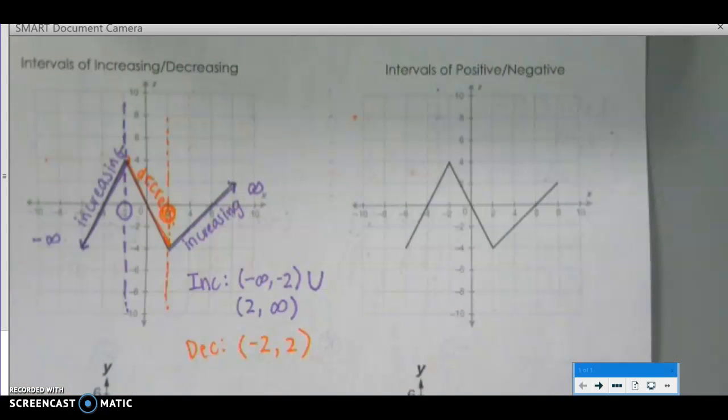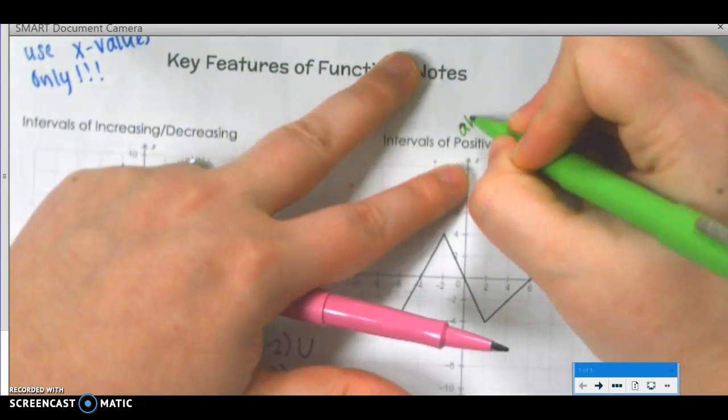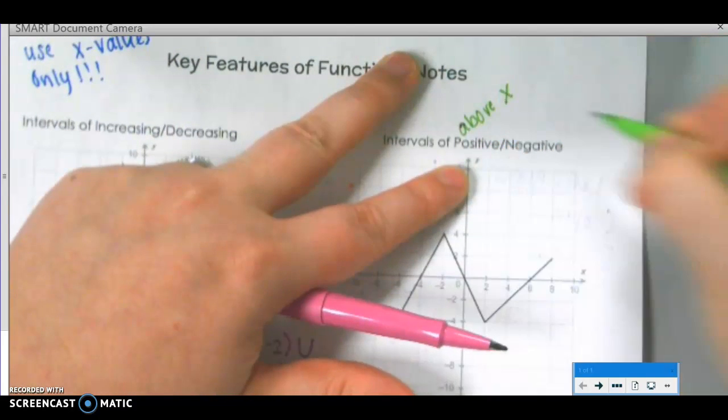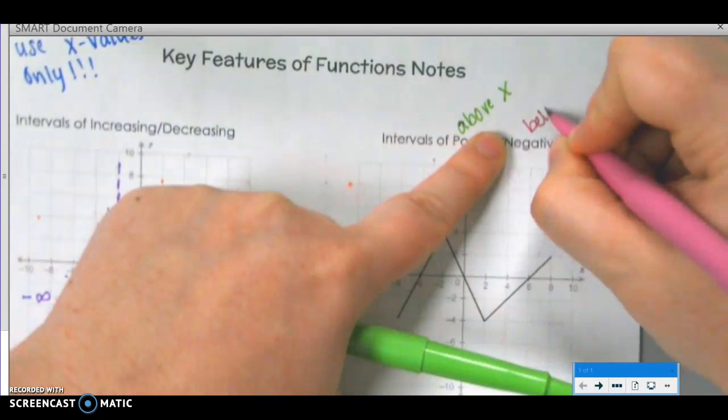All right, positive and negative. Positive and negative is separated by the x-axis. So anything above the x-axis is positive. Anything below the x-axis is negative. So positive, I'm going to do it this way. Positive is above the x-axis. Negative is below.